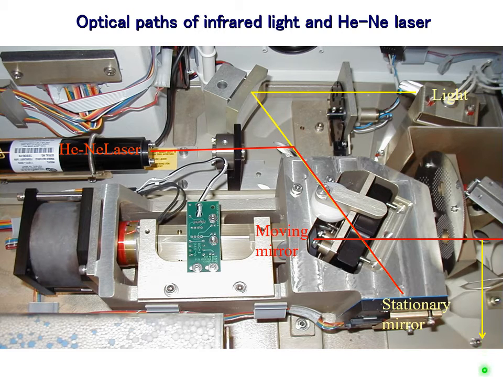On the other hand, the light of the helium neon laser is reflected by a small mirror here and enters the interferometer. The path after this is the same as infrared light. However, the light of the helium neon laser does not spread, and the interference wave is observed by the detector for the helium neon laser through the hole in the center of this mirror.